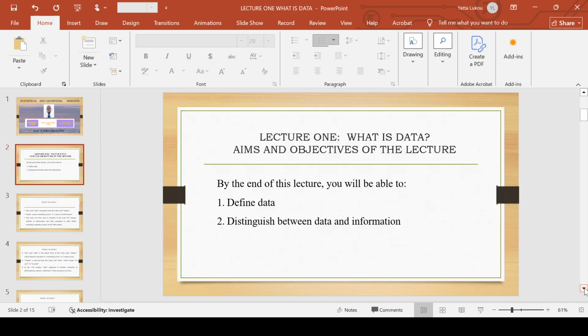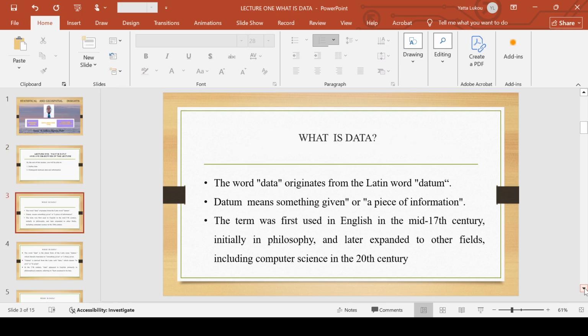This lecture number one is about data. By the end of this lecture, you should be able to define data. You should be able to distinguish between data and information. First of all, let us look at the origin of the word data.